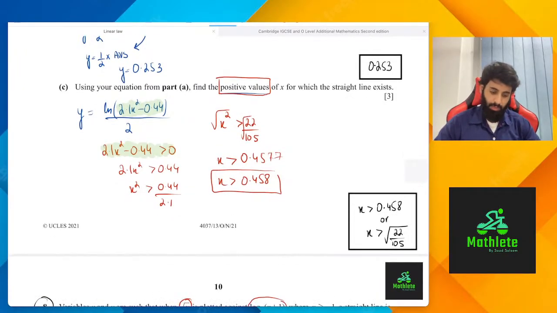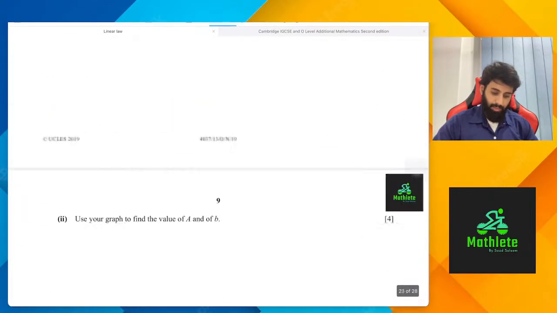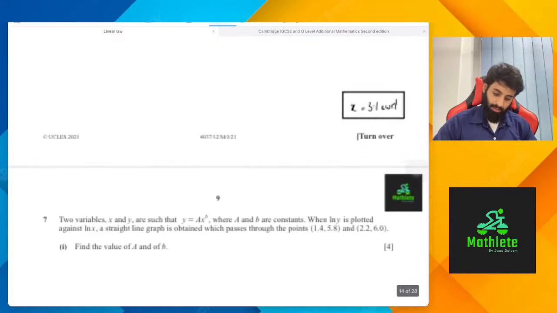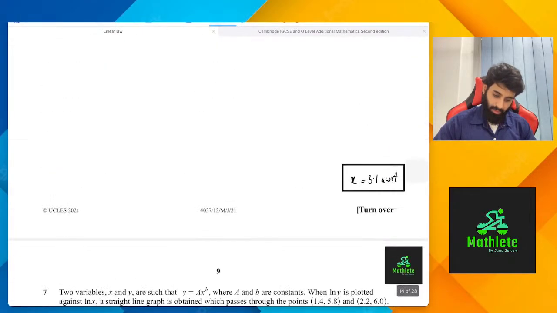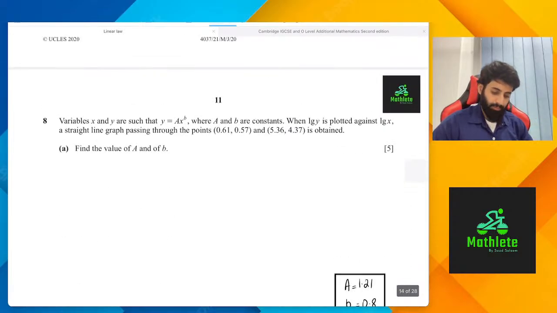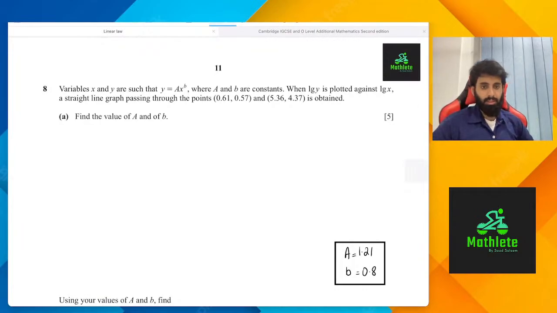Okay? Hope that's clear. Now we're going to do some questions from May, June 2021 actually, not 2020, 2021. Now, this is an important question, in which a different concept will be cleared.